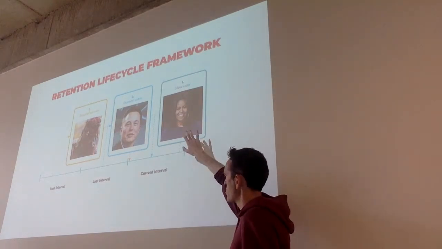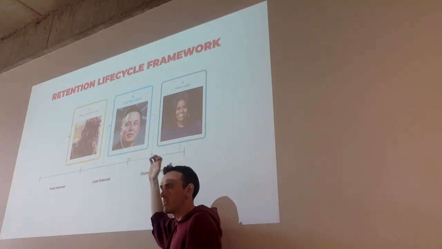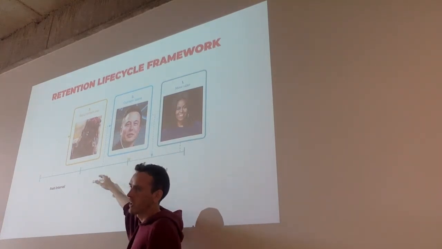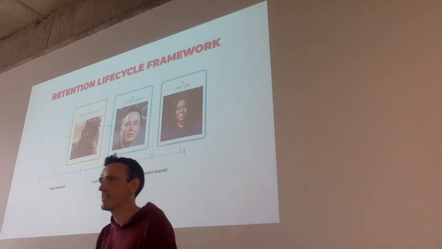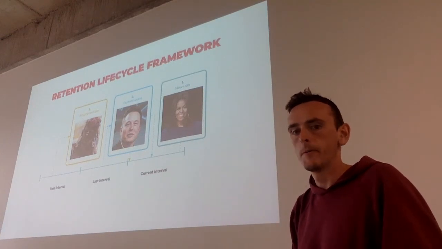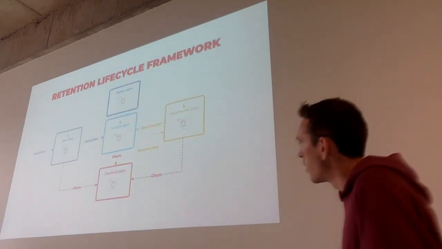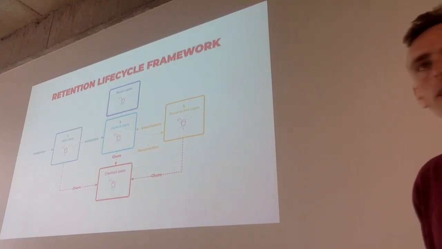But the main thing to remember is new users are present in the current interval. Current users are present in the current interval and the last interval, and then resurrected users are present in the current interval and have been present in the past, but they're not present in the last interval, which is last month. So now, hopefully when we look at the retention lifecycle framework, it makes slightly more sense.